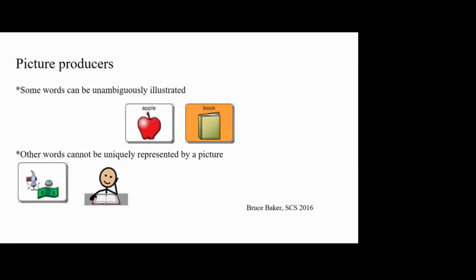Okay. So let's talk about picture producers for a second. Some words can clearly be unambiguously illustrated, like apple or book, and a lot of these words are nouns. Other words cannot be uniquely represented by a picture. These are two pictures that represent work, but they could also mean a lot of different things. So the meaning behind these pictures needs to be taught because they're ambiguous. We don't know that hammer plus money is work until we describe that icon to the children and teach that icon to the children.